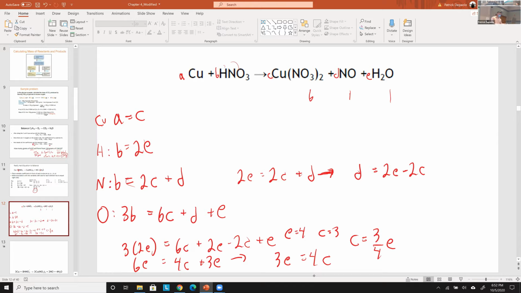Okay, so I'll just keep going. Once you know that e equals 4 and c equals 3, we can figure out a immediately, right? And we can figure out b immediately. So we know that c is equal to 3. That means a is equal to 3. We know that e is equal to 4. B is equal to 2 times e, so 2 times 4 is 8. So b is equal to 8.